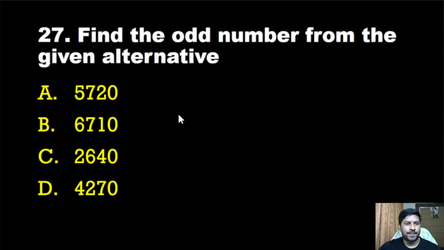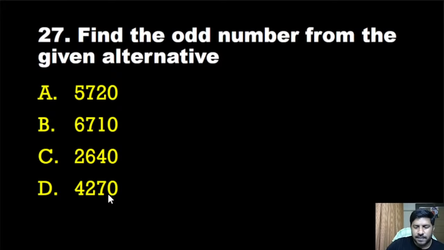Okay, I will explain it. First number is 5720. We can see 5 plus 2, that is 7, the middle number. First number plus third number is the middle number. Here also, 6 plus 1 is 7. Here also, 2 plus 4, first number is 2, third number is 4, 2 plus 4 is the middle number.